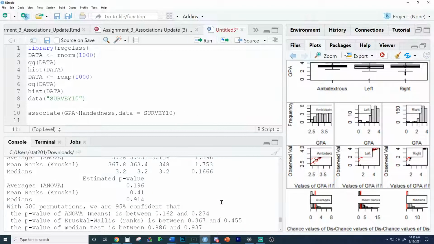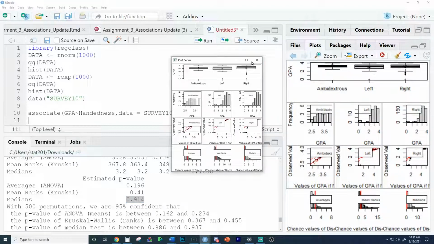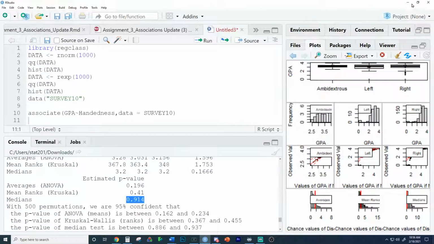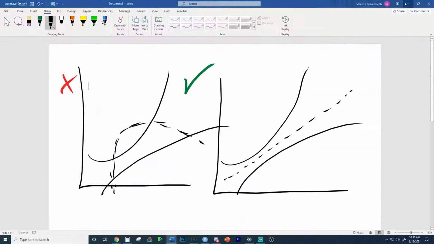Testing the medians, we get a p-value of, oh, look at that, 0.9. There it is, and that was my guess from the area shaded to the right of this red line. There's no statistically significant difference between the medians. And so we have side-by-side box plots up here, and people's handedness does not look to be associated with someone's GPA.